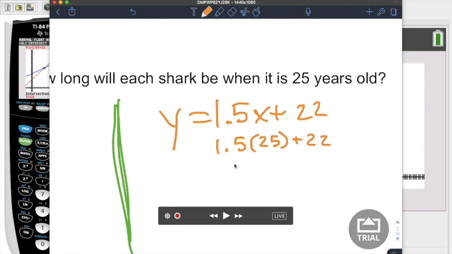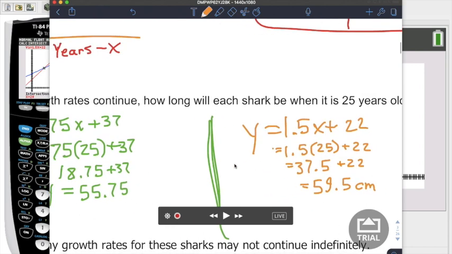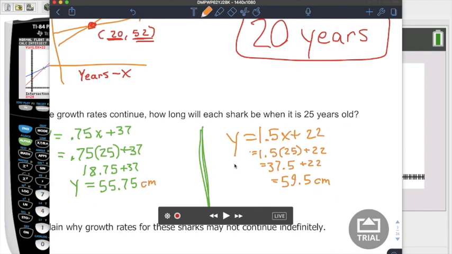So 1.5 times 25 gets us 37.5. And we're going to add on our 22. That gets us 59.5. And then usually, especially with these word problems, it's good to put units. So that'd be 59.5 centimeters, and then this one would be 55.75 centimeters. And those would be your two solutions there.